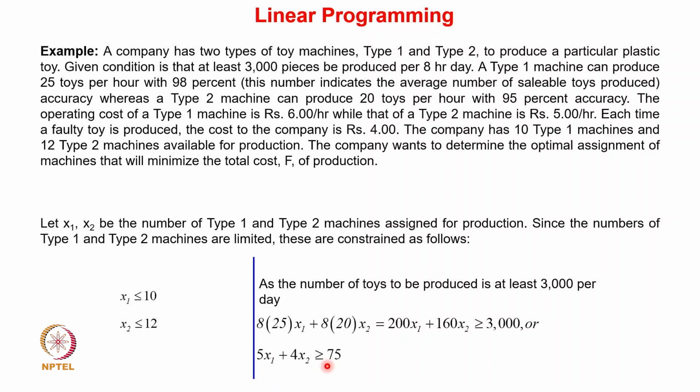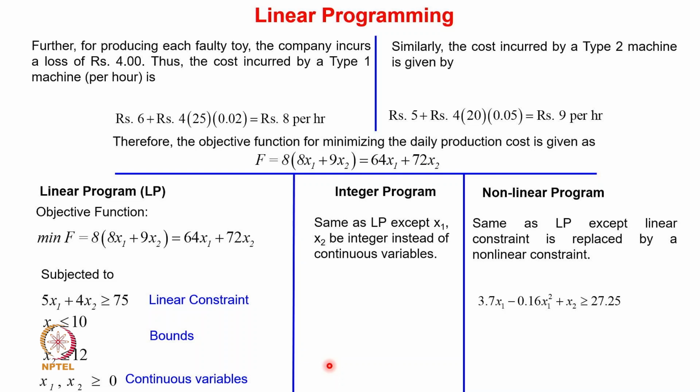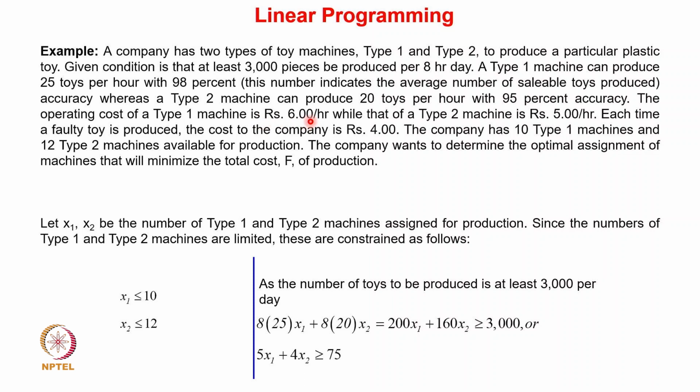Now let us look at the cost calculations. Whenever a faulty toy is produced, 4 rupees is the cost incurred. If you look at the type 1 machine, 6 rupees per hour is the operating cost, plus the cost incurred for producing faulty toys. The type 1 machine has 98% accuracy, which means 2% of toys are produced faulty.